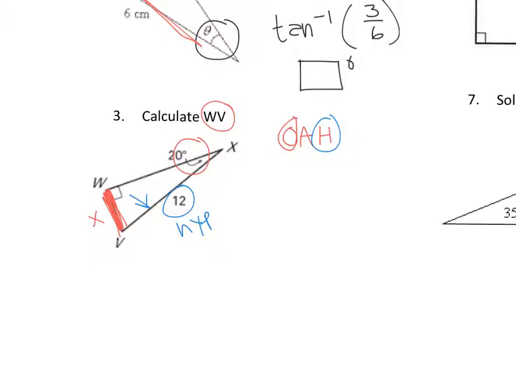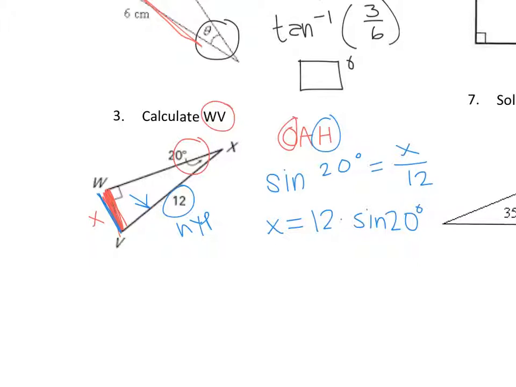So the O and the H stands for sine. So you're going to do the sine of the angle measure, 20 degrees, equals opposite, which is x, over 12, the hypotenuse. So to solve for x, you do x equals 12 times the sine of 20. Or in your calculator, you can do x equals sine of 20. Make sure your parentheses are closing, times 12.